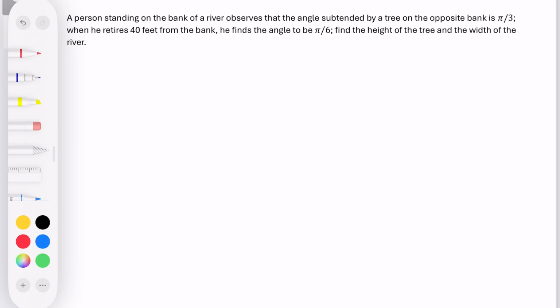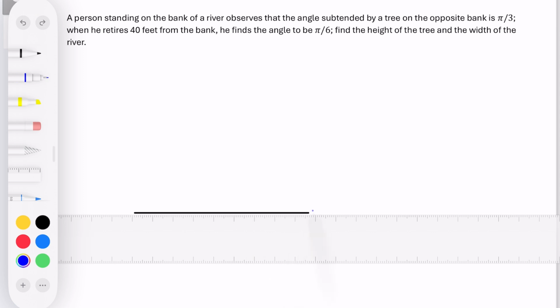A person sitting on the bank of a river observes that the angle subtended by a tree on the opposite bank is pi over 3. I will draw a cross section of this configuration. Let's say the person is on the left hand side, and then we have a river, and the tree will be on the other side.